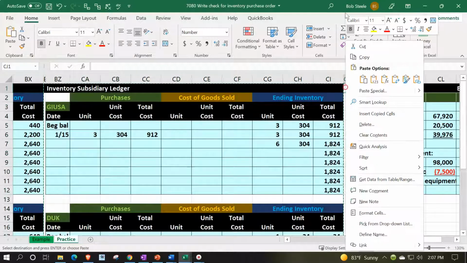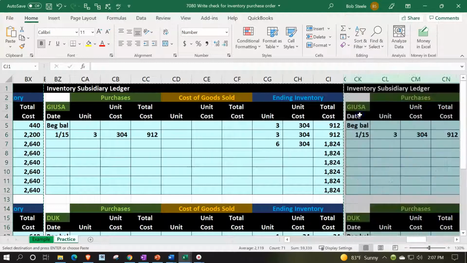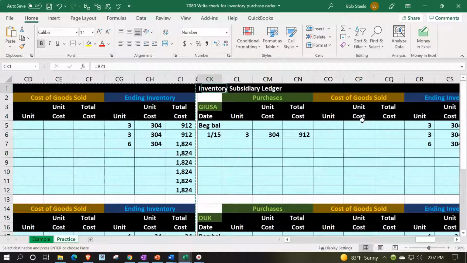Put it in the skinny. So we're going to right click and paste the insert copied cells, just like so. And so now I'm going to delete these names. This is not this anymore. I'm going to delete the activity.